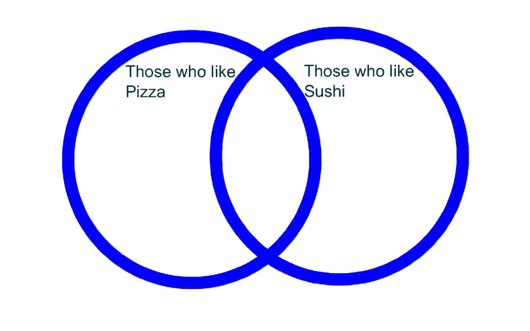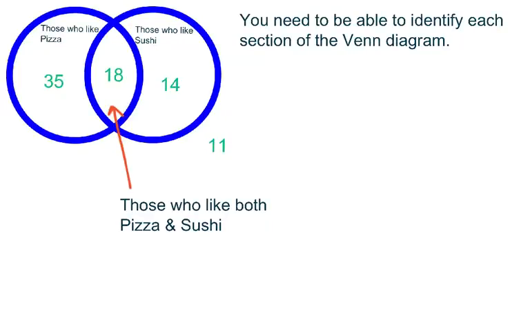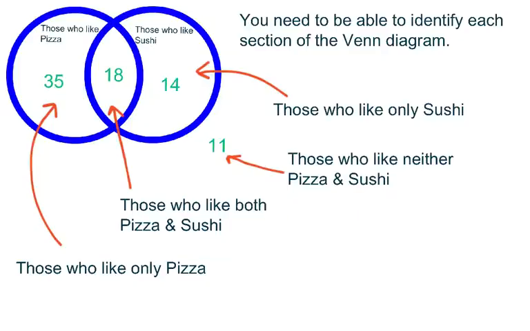So here's an example. Suppose we have a Venn diagram about those who like pizza and those who like sushi. Suppose there's a survey going around. We have 18 there in the middle, 35, 14, and 11. So you need to be able to identify each section of the Venn diagram. The one we're probably most familiar with is the middle section. That is those who like both pizza and sushi. The outside is probably the one we're next familiar with, those who like neither pizza or sushi. And then in the circle that's not part of the overlap, those who only like pizza, and those who only like sushi.